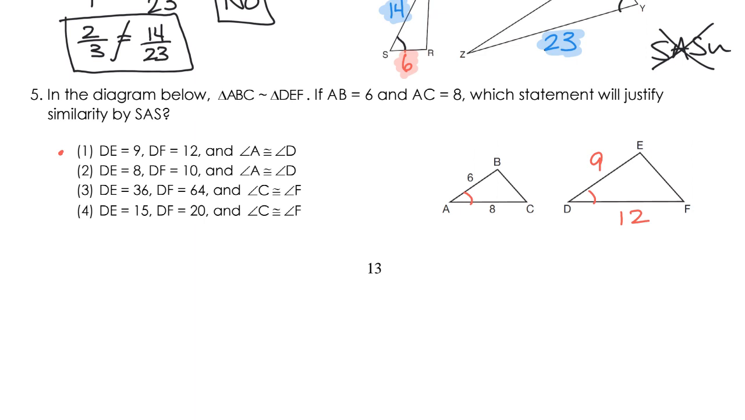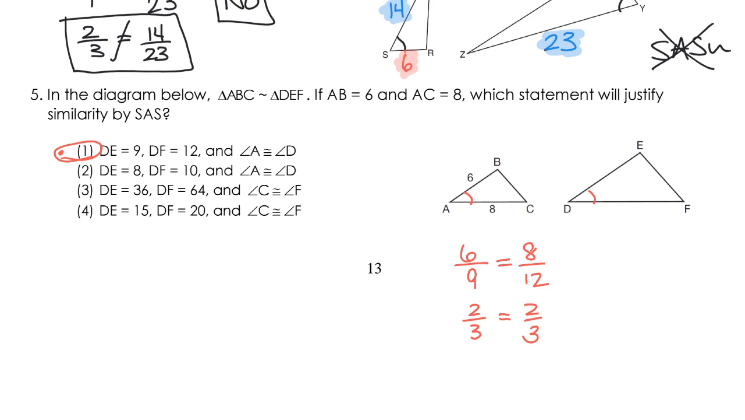All right, so 6 is the small one, 9 is the small one, 8 is the large, 12 is the large. Let's see if this ratio works out. Okay, so 6 over 9 is 2/3. 8 over 12 is also 2/3. And so I think we hit the first one on the head there. That one would make them similar by side angle side. Okay, let's just take a look at what the other ones and what happens with those ones to see what it looks like when it doesn't work out.